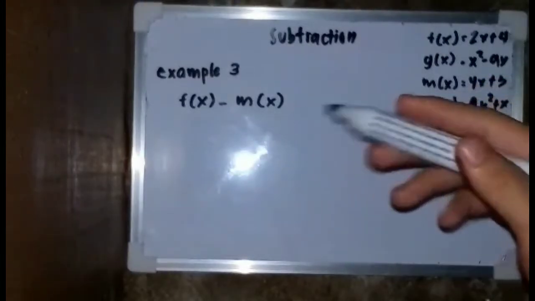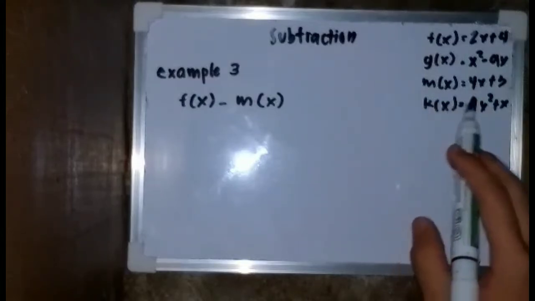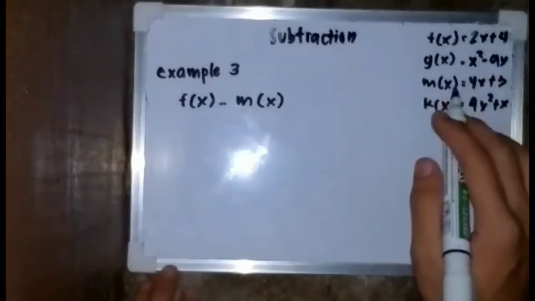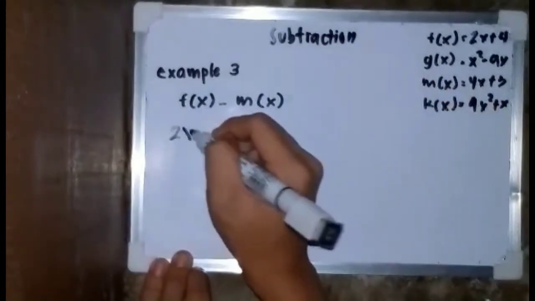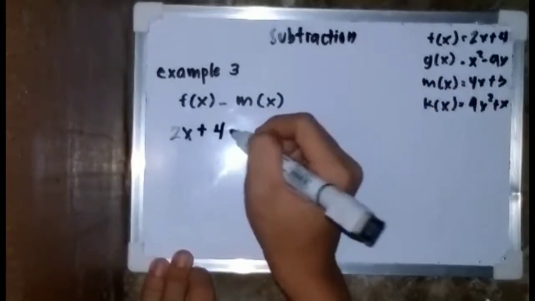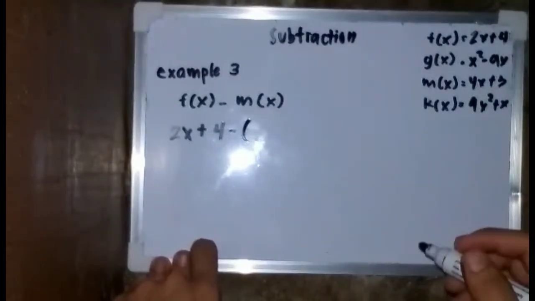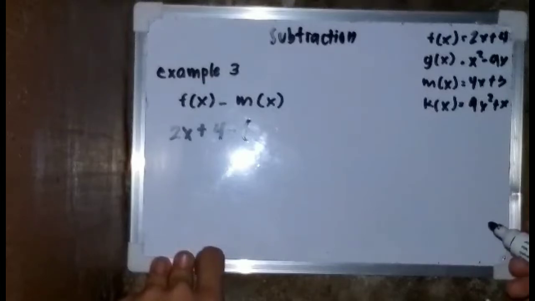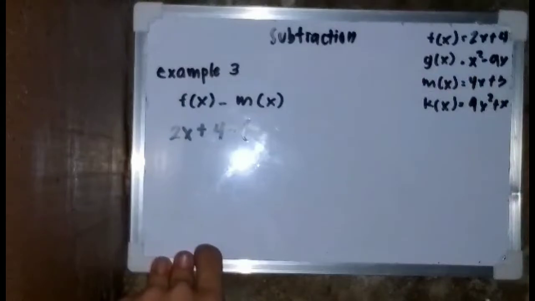So, moving on po for our example number 3 on subtraction on functions, we have f of x minus m of x. We still have the same given from example number 1 and example number 2. So, f of x minus m of x, isubstitute na po natin. F of x is equals to 2x plus 4. Then, ang sabi ko nga, maglalagay tayo ng parenthesis after ng minus kasi pag hindi tayo naglagay, may iba yung sign ng final answer natin. So, m of x is equals to 4x plus 3.